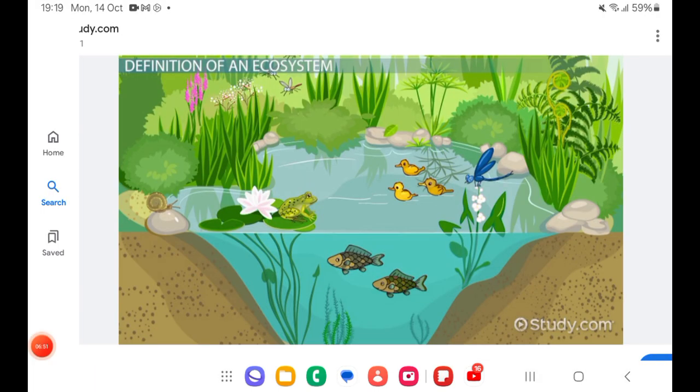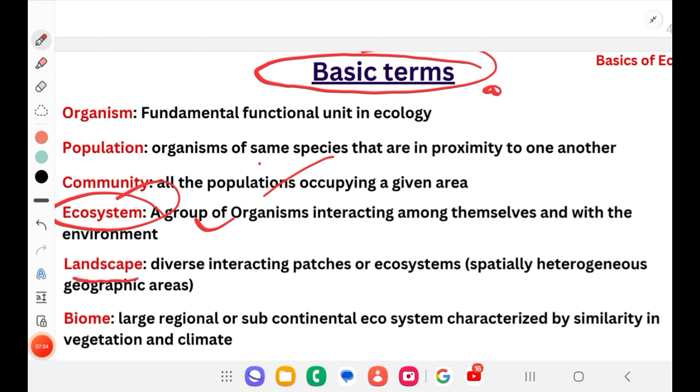So this is an example for ecosystem. Here you can see different organisms interacting among themselves, also interacting with the environment. This is said to be ecosystem. Next definition is about landscape.